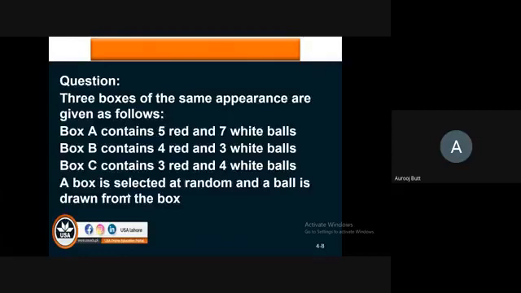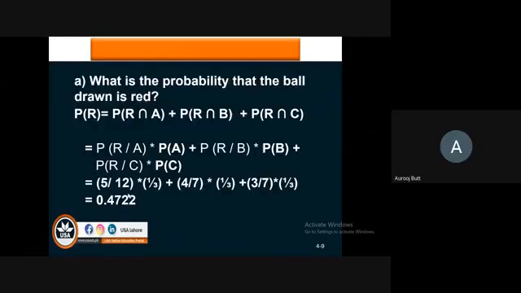Coming towards the next question, 3 boxes of the same appearance are given as follows. Box A contains 5 red and 7 white balls, whereas box B contains 4 red and 3 white balls. Box C contains 3 red and 4 white balls. A box is selected at random and a ball is drawn from the box. So what is the probability that the ball drawn is red in color?